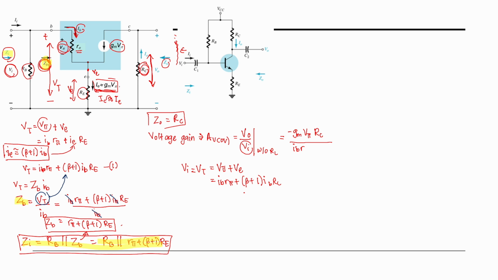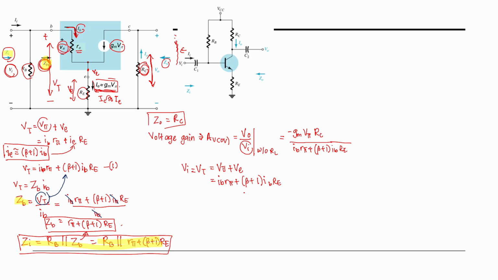It's better for me to write properly. So it's going to be IB R pi plus beta plus 1 IB RE. Okay? Sorry, there's no RL, it's RE. Alright?